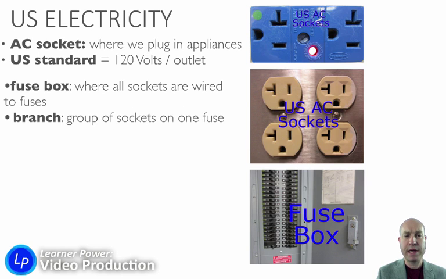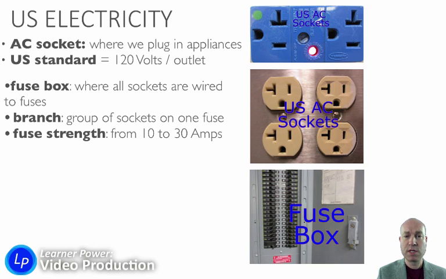And then a branch is a group of sockets connected to one fuse. In the photo of the fuse box, you can see a bunch of fuses. Each of those black rectangles is one fuse, and each of those fuses represents one branch. So branching out in the wires behind each of those fuses is a whole bunch of different sockets. Depending on how your facility is wired, the sockets could be different in different places, and you might have different amounts.